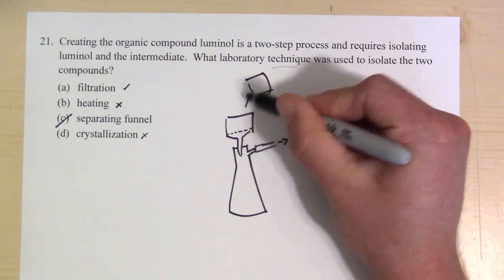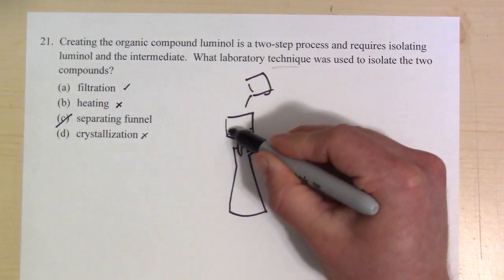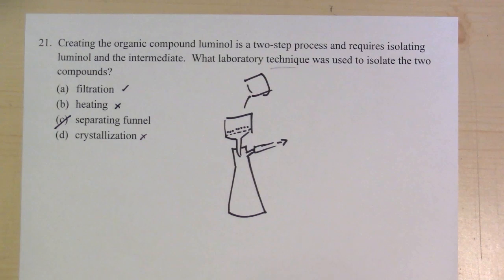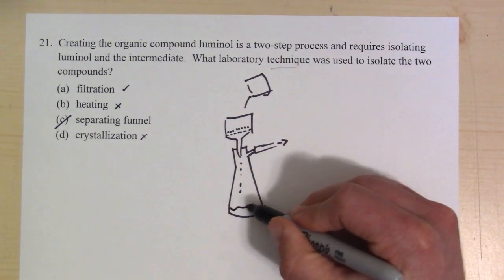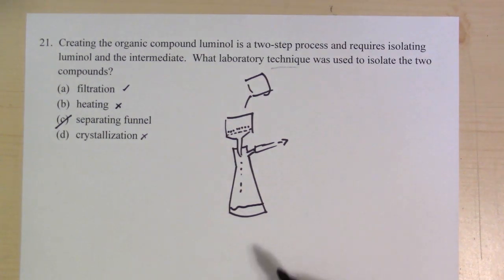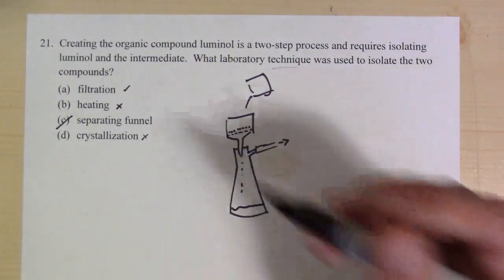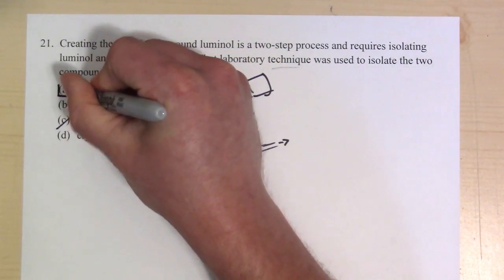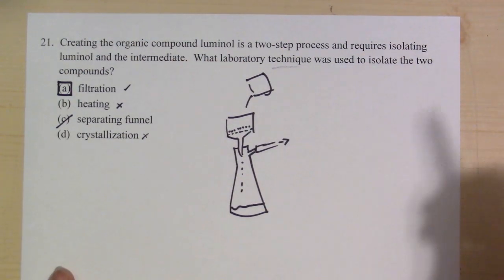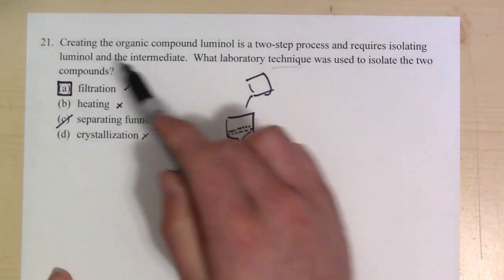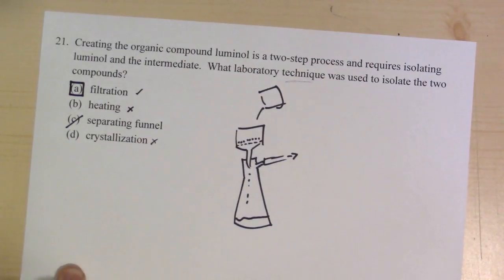through here. So your solution comes out. You collect the luminol on the top. The stuff you don't want gets filtered out to the bottom. So that is a type of filtration. So A is the answer to number 21. Filtration is what you used to separate both the luminol and the intermediate from the surrounding impurities.